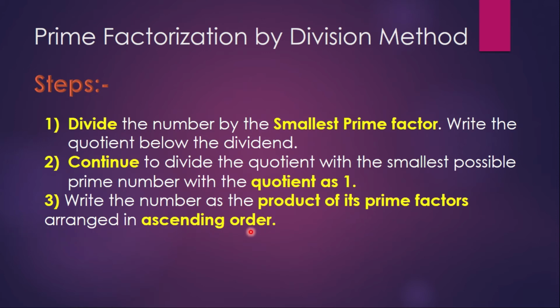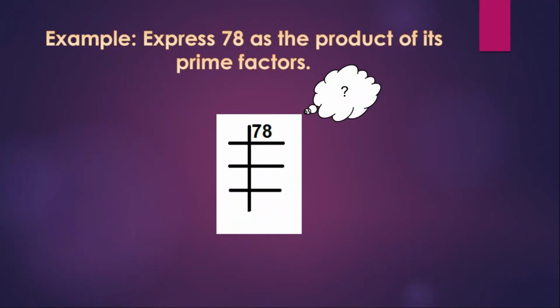So we have to keep this in mind as well, that while writing the product of its prime factors, we have to arrange those factors in the ascending order. So quickly let us see one more example. The question can come like this as well. Express 78 as the product of its prime factors.